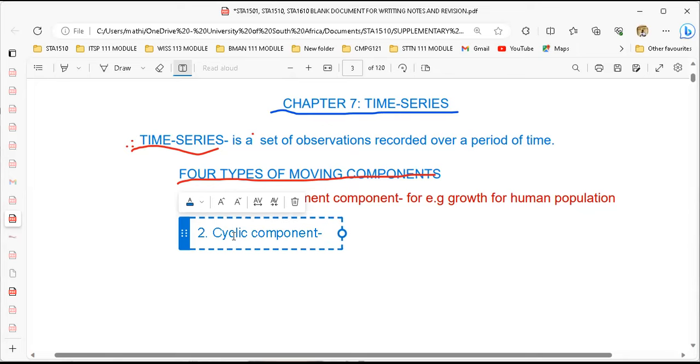Now with the cyclic component, remember I said the long-term movement component, we are talking about what? We can talk about the long-term trend. Obviously, for example, we can talk about the growth for human population. So let's look at this. Let's look at the cyclic component.